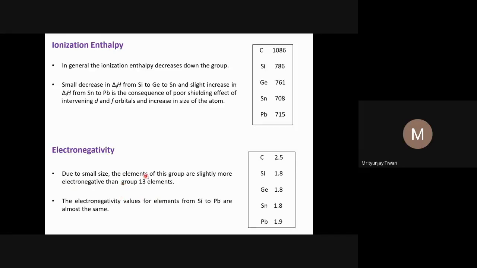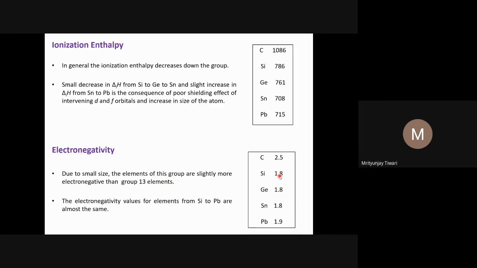And due to small size, elements of this group are slightly more electronegative than group 13 elements. This is what we should understand, because group 13, group 2 and group 1 elements are to the left of group 14 in the periodic table, among the representative elements of the main group elements. So the elements of group 14 have slightly higher electronegativity than the corresponding elements of group 13.